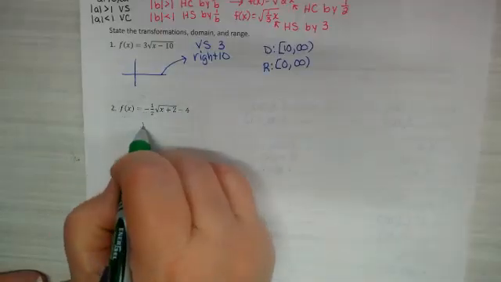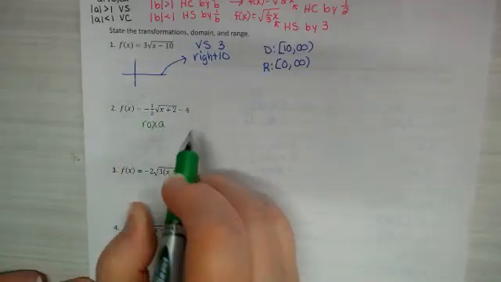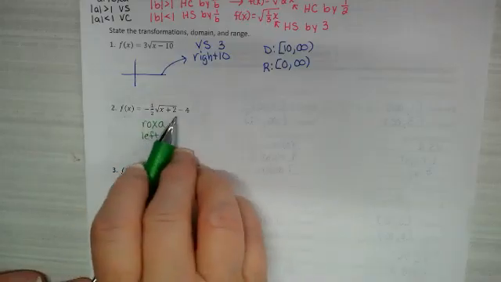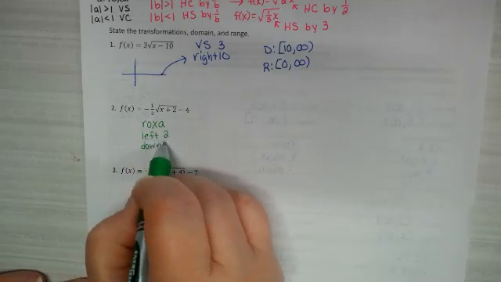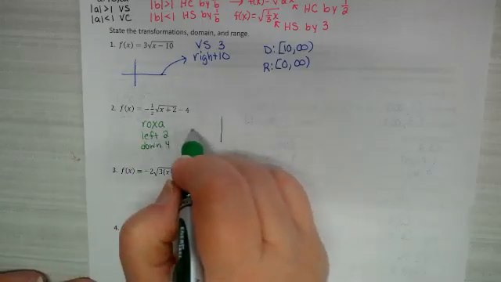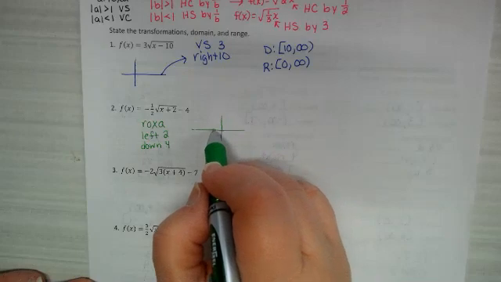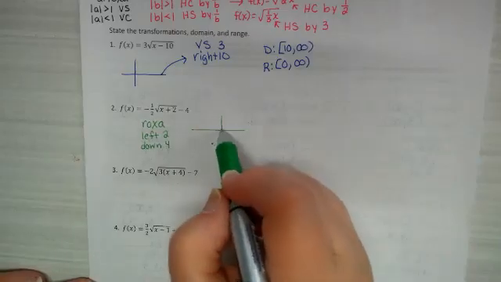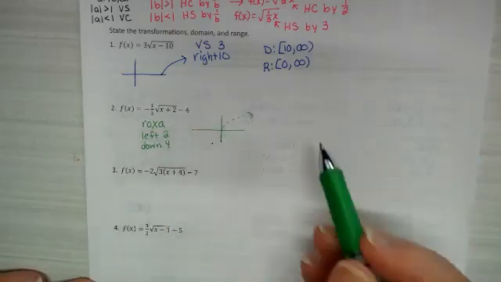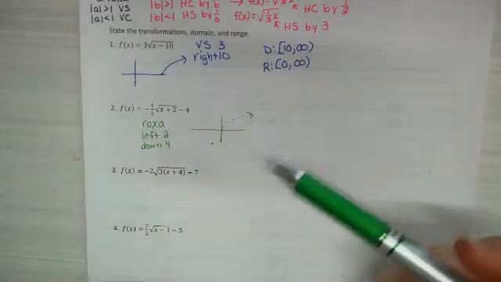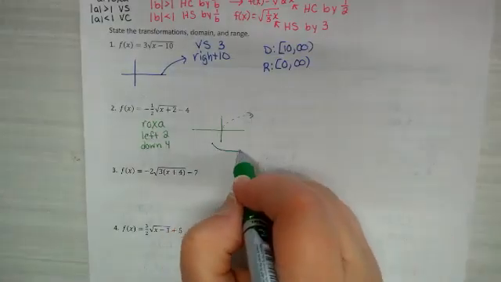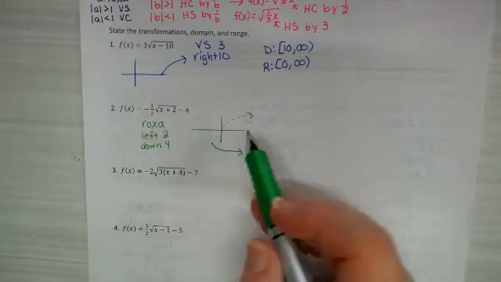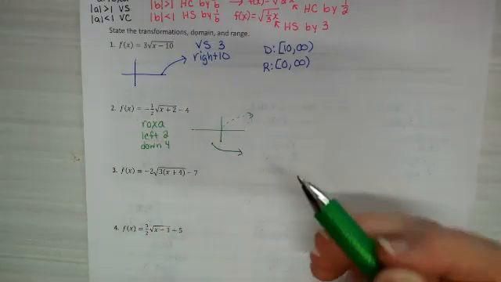This negative in front is a reflection over the x-axis. X plus 2 means I went to the left 2, and then I went down 4. So just picture your graph: left 2, down 4. Now if I reflect it over my normal graph, my parent function looked like this. So imagine I reflect it over the x-axis. Now it looks like this. It's the other side: if you picture the top of the parabola, now it's the bottom of the parabola.